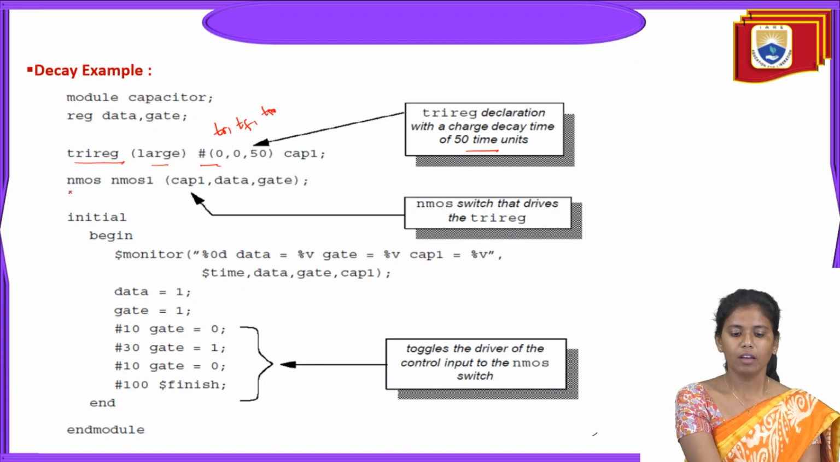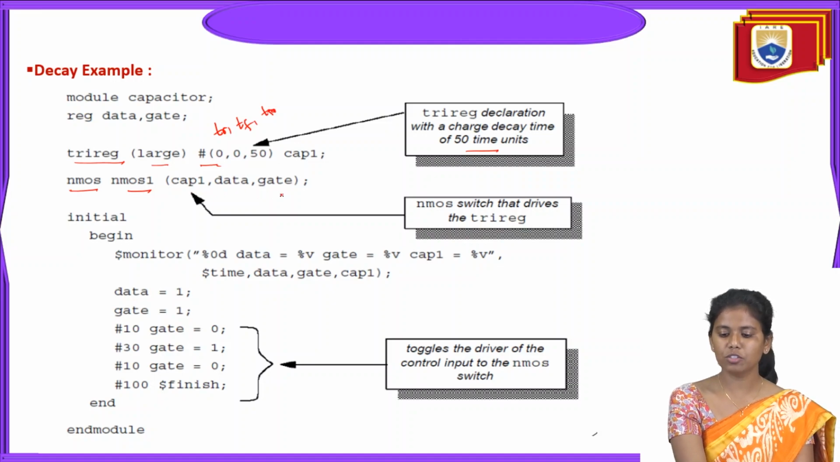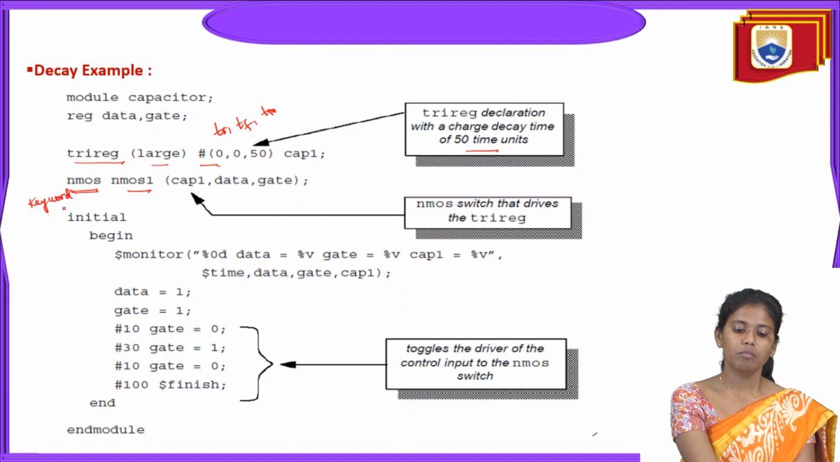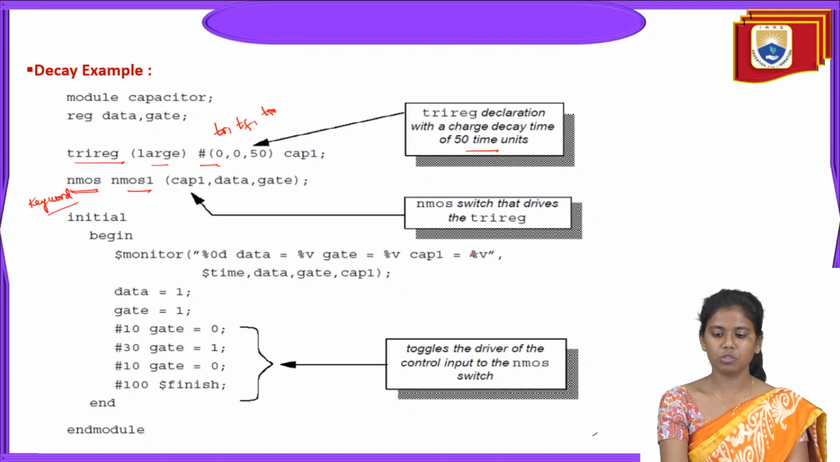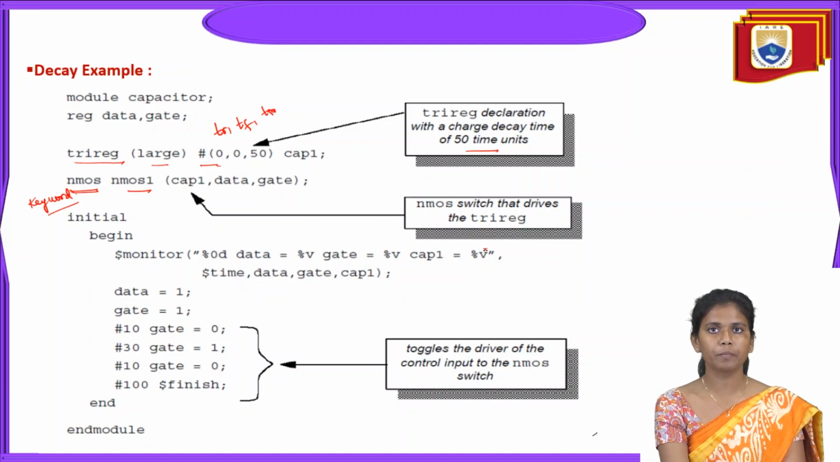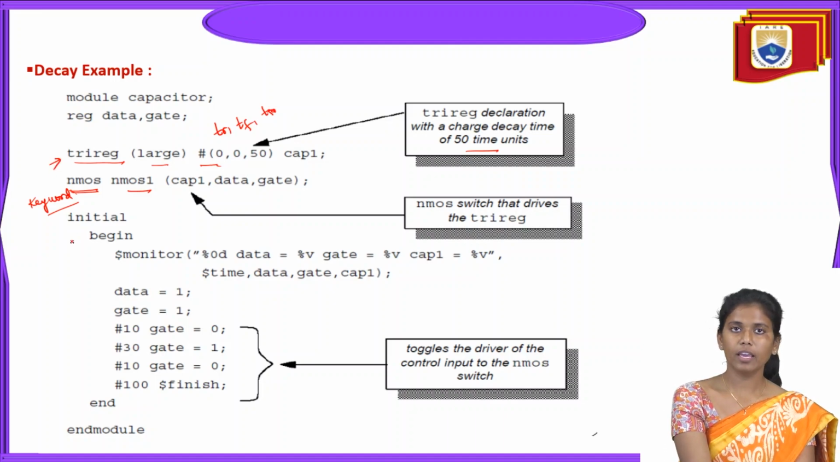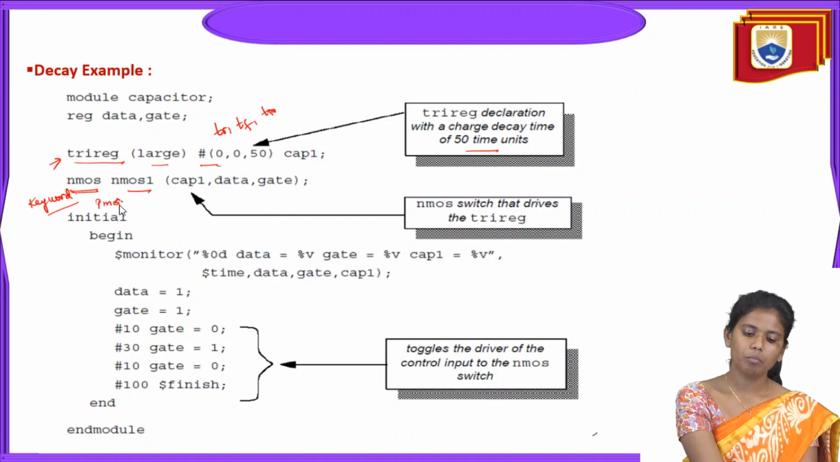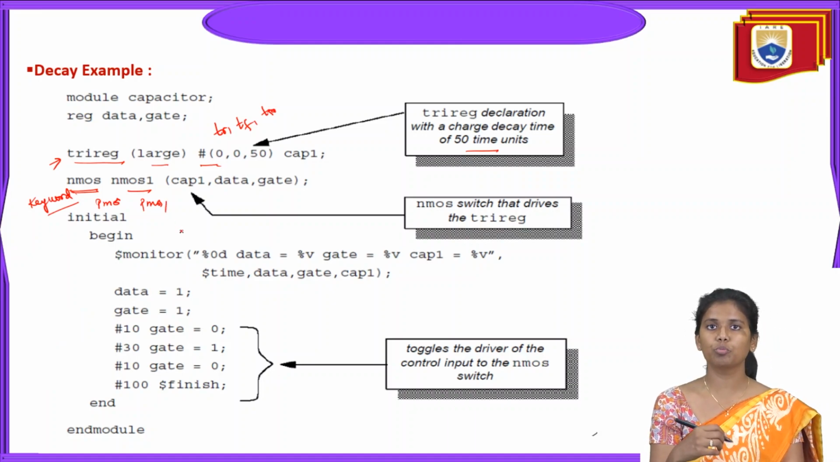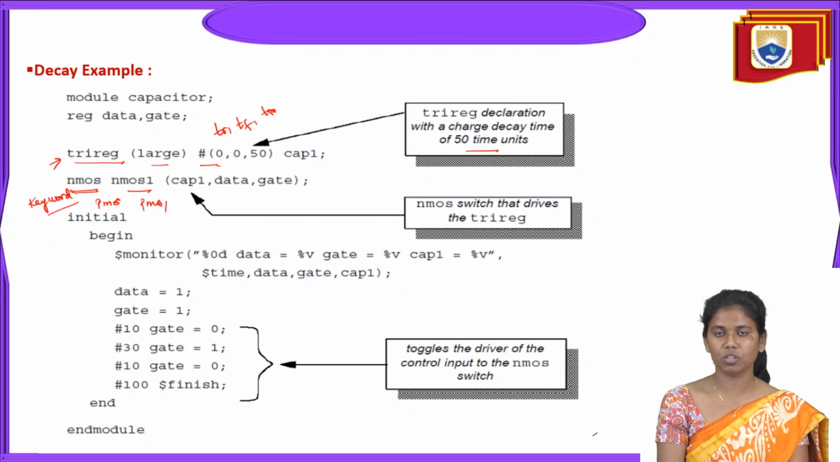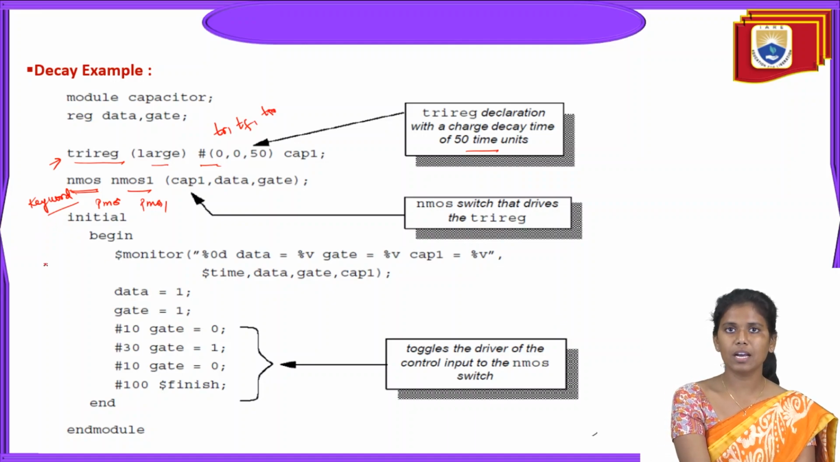Okay, right? And then representing the switches, NMOS as nmos1 and cap1, data and gate. Here this is the NMOS, and NMOS is a keyword. The reason is we are considering the NMOS switch. So the NMOS switch drives the trireg. Okay, so the NMOS switch is driving the data type called trireg. In some other example, in place of NMOS, I can write a PMOS, pmos1. Why? Because here I'm considering my switch to be a P transistor. Okay, P switch, PMOS.